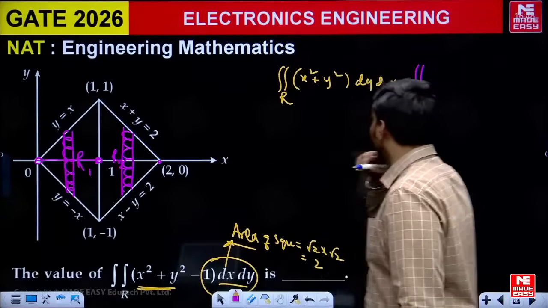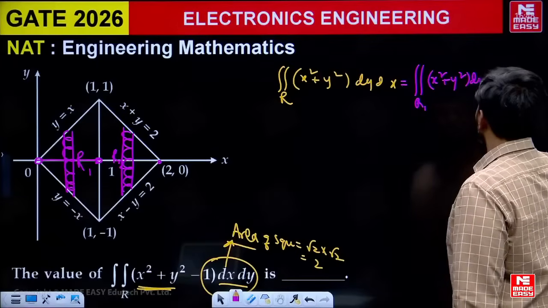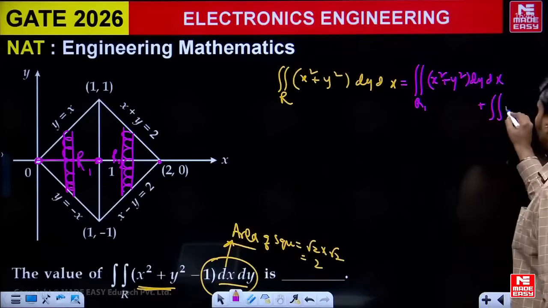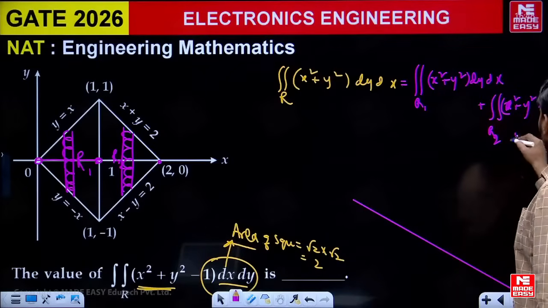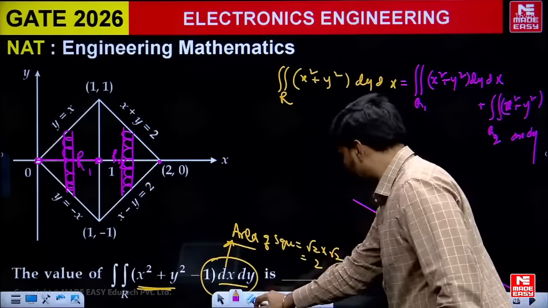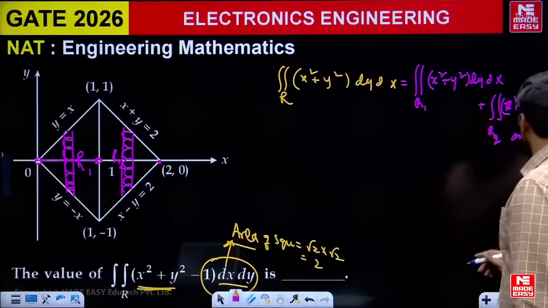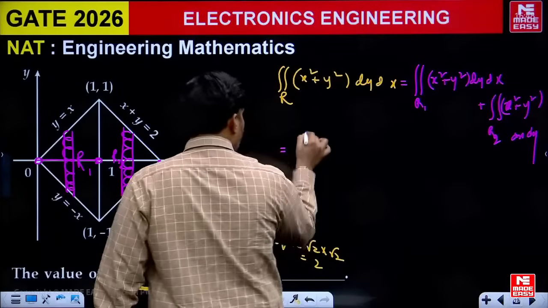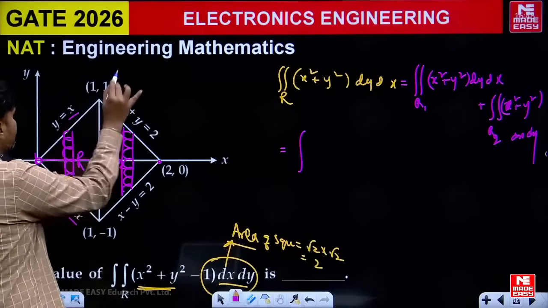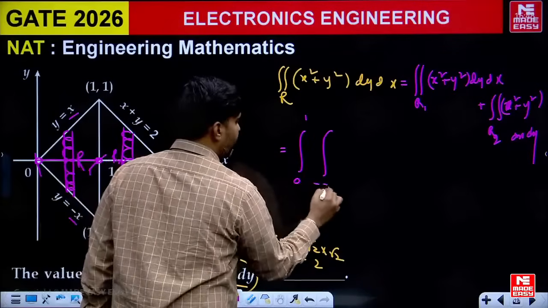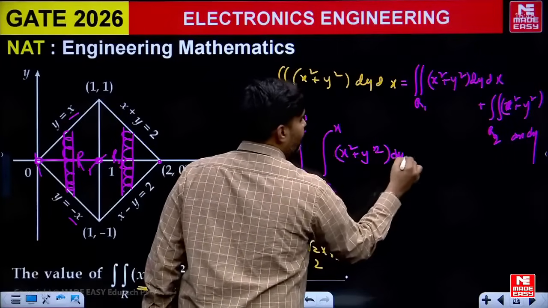So that is given by the double integral over R1 of x² + y² dy dx, plus the double integral over R2 of x² + y² dx dy. So you take it this way. Once you get this, let's take the limits of R1. What are the limits of R1? x varies from 0 to 1, y varies from -x to +x. So the integral from 0 to 1, from -x to +x, of x² + y² dy dx.